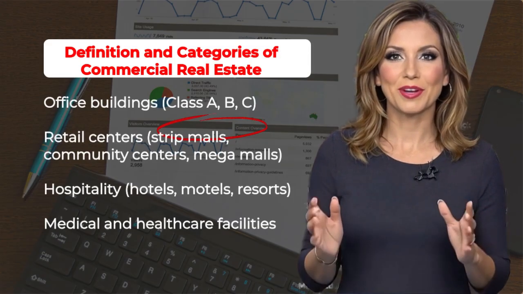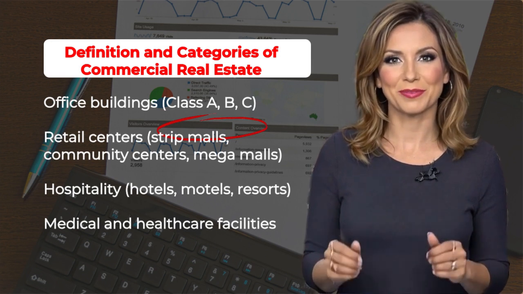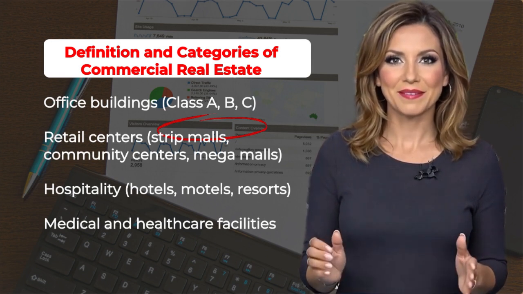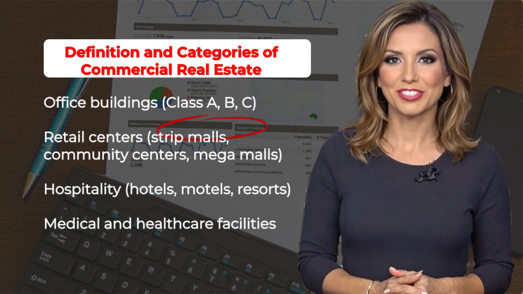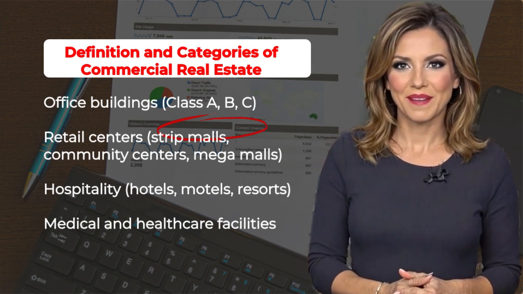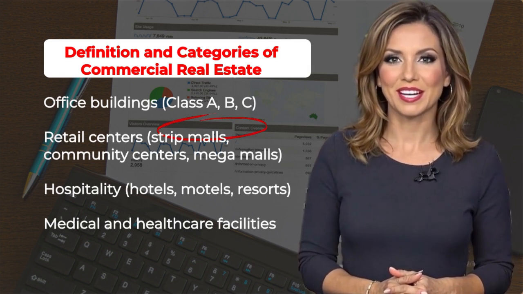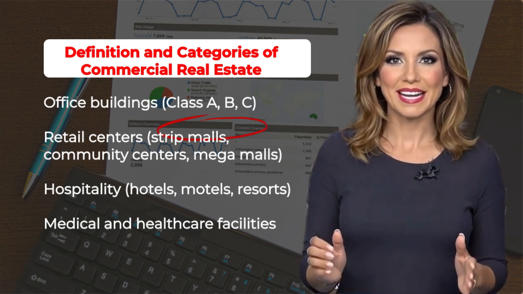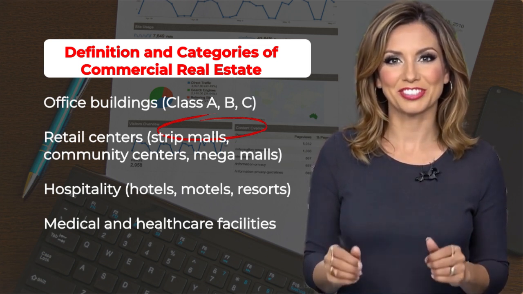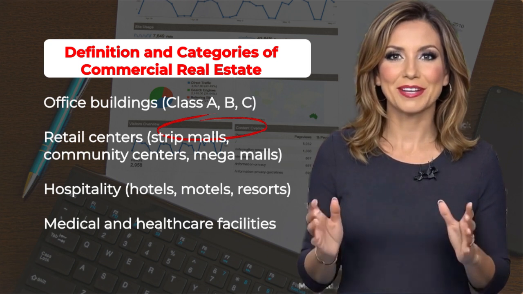This holistic understanding helps prospective investors, property developers, brokers, consultants, and policy advocates make data-driven decisions in the commercial real estate space. Definition and categories of commercial real estate. Office buildings, Class A, B, C, retail centers, strip malls, community centers, mega malls, hospitality, hotels, motels, resorts, medical and healthcare facilities, mixed-use developments, co-working spaces, and innovation hubs.